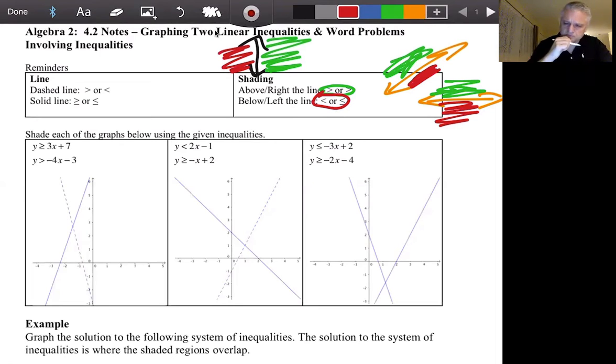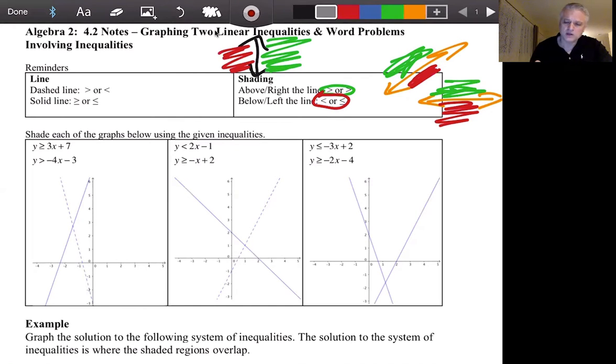Okay, looking at these questions here. They have already graphed the two boundary lines for these two inequalities. They want us to shade the two inequalities, and shade the solution set.